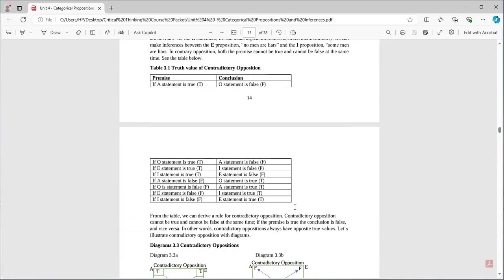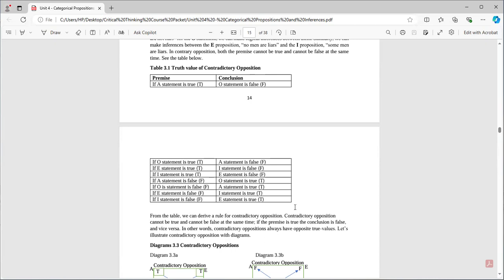So anytime the universal affirmative is true, the particular negation is false. Anytime the universal affirmative is false, the particular negation is true. Anytime the particular negation is true, the universal affirmative is false. Anytime the particular negation is false, the universal affirmative is true.